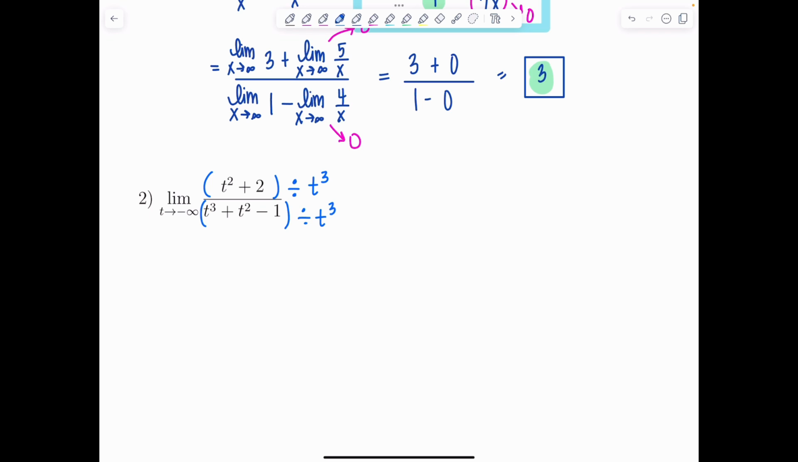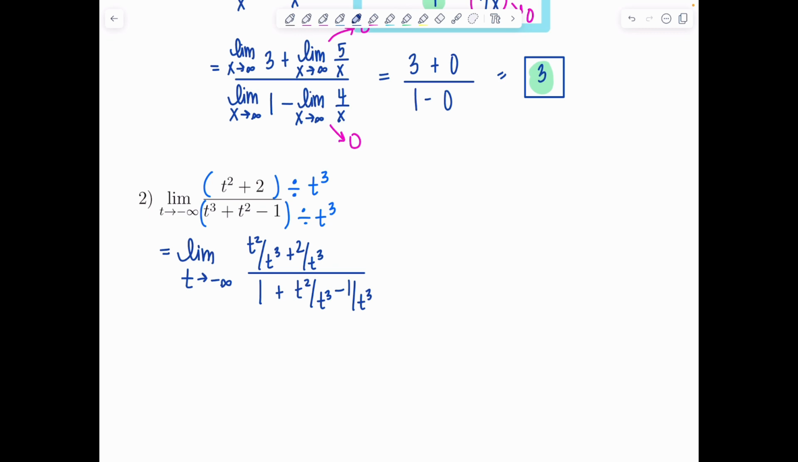So here we go. We've got the limit as t approaches negative infinity. In the numerator, I'm going to have t squared over t cubed plus 2 over t cubed. And then in the denominator, we've got 1 plus t squared over t cubed minus 1 over t cubed. Okay, let's clean up.